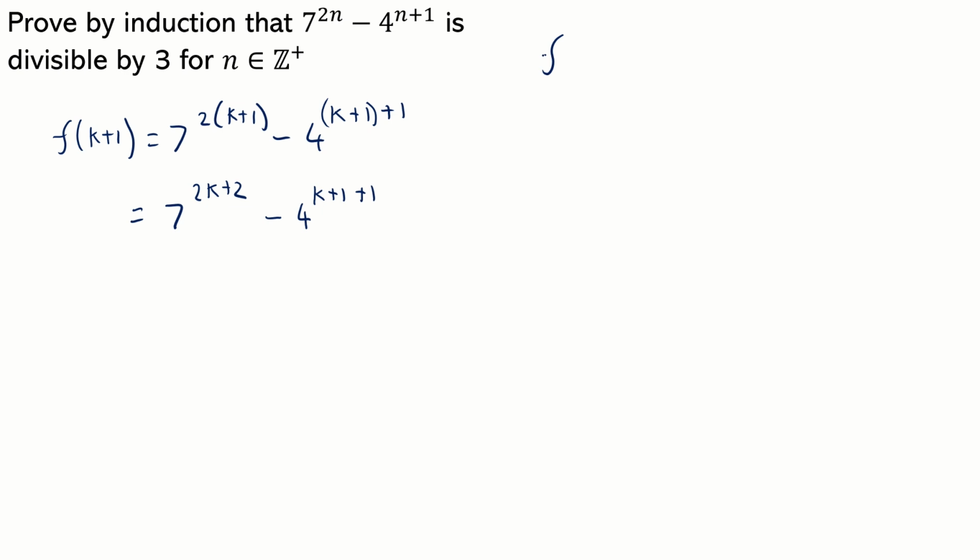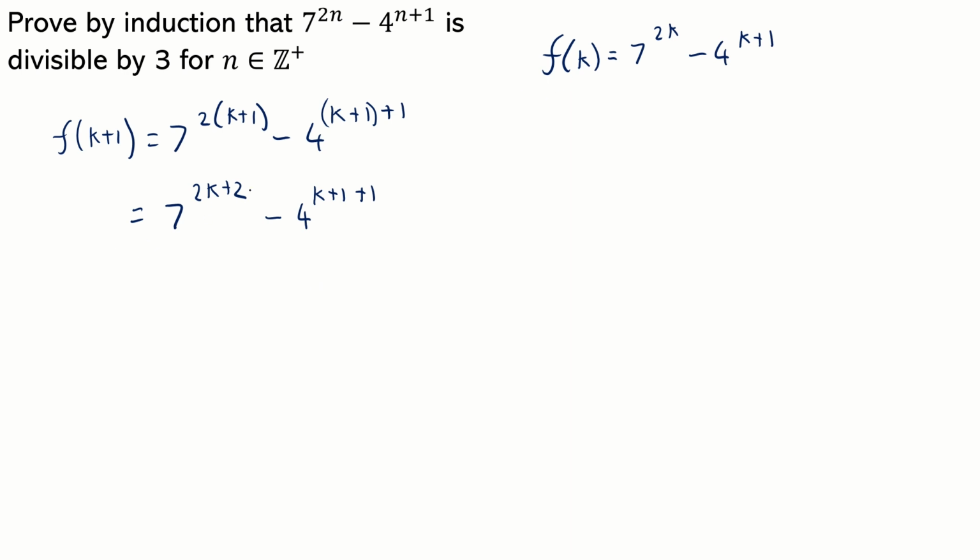A reminder that f of k would just be, of course, our statement with n replaced with k. Even though that should be fairly clear, I'm writing it up here for our own reference. And the problem is, although we've got the correct bases of 7 and 4, the powers are completely wrong in comparison to what we've got in f of k.